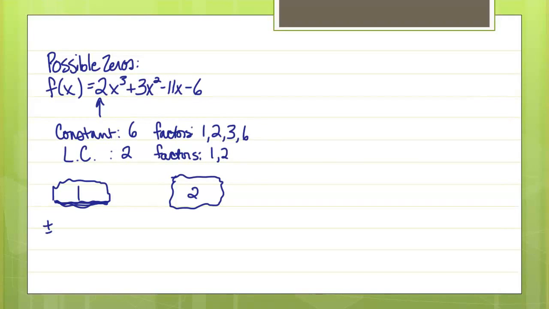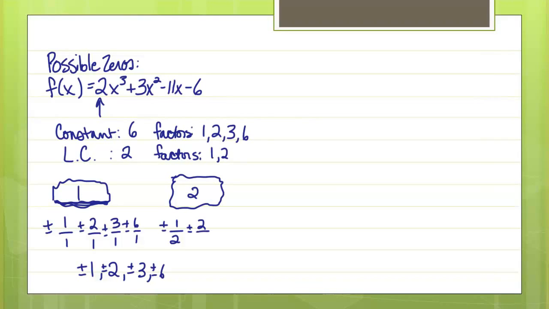So it would be positive or negative 1 over 1, positive and negative 2 over 1, positive and negative 3 over 1, positive and negative 6 over 1. And I didn't put the 1s before because we know they were going to be 1s. So what that yields so far is 1, 2, 3, and 6. But we also have to try all those numbers over 2.